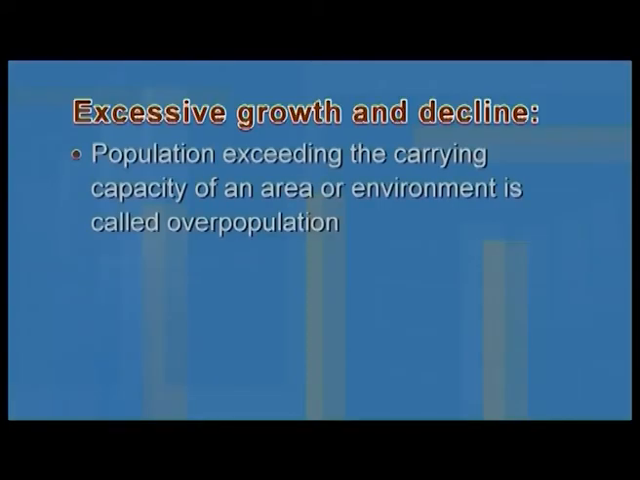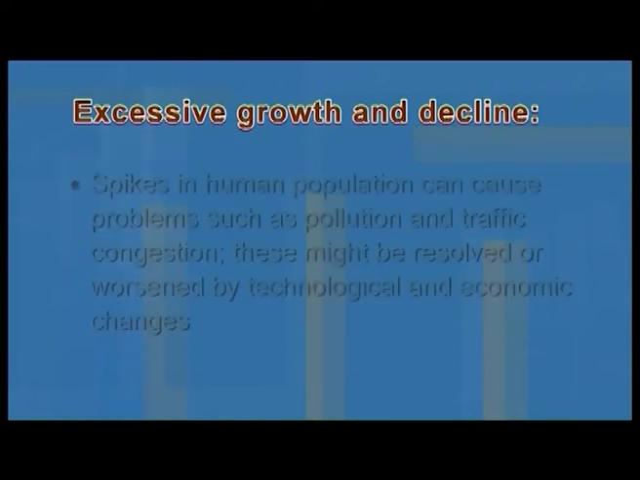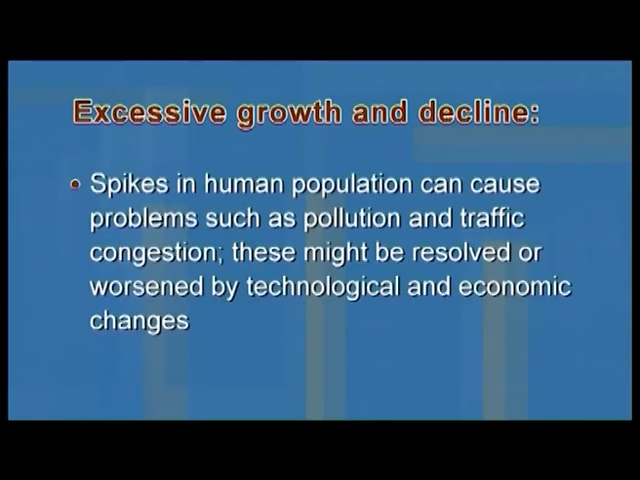Let us now discuss excessive growth and decline. Population exceeding the carrying capacity of an area or environment is called overpopulation. It may be caused by growth in population or by reduction in capacity. Spikes in human population can cause problems such as pollution and traffic congestion.